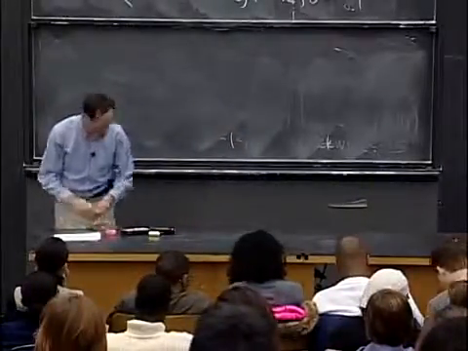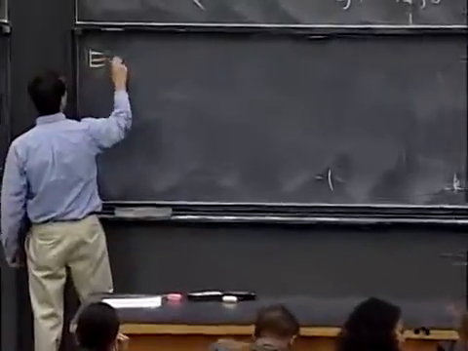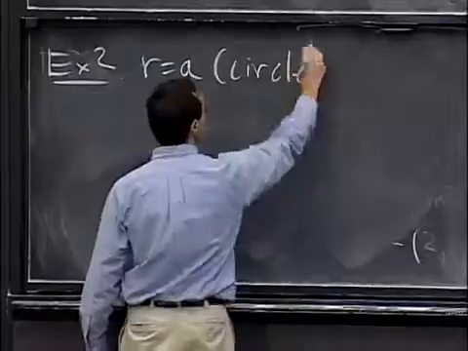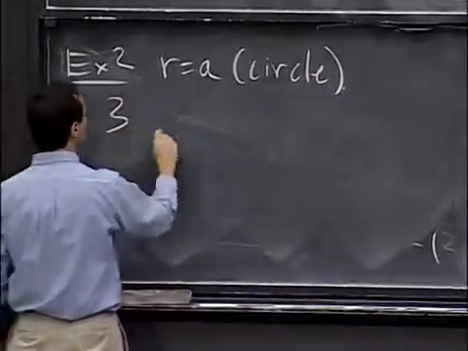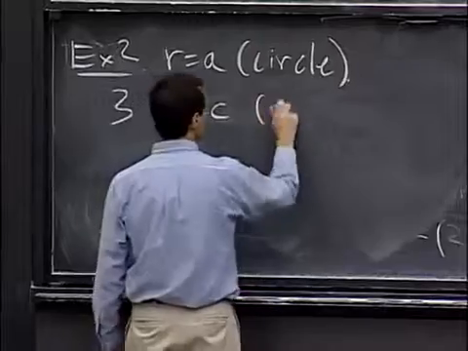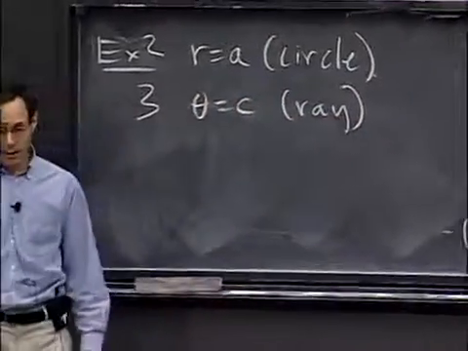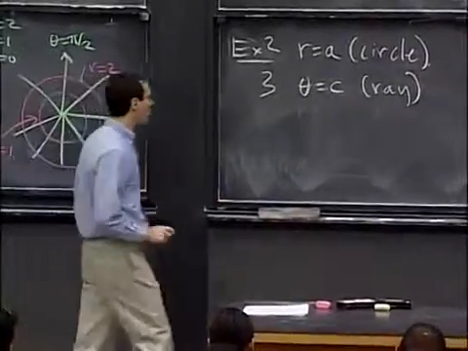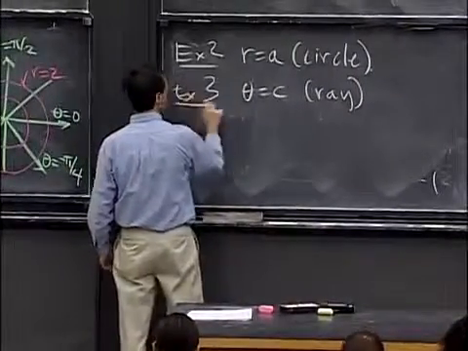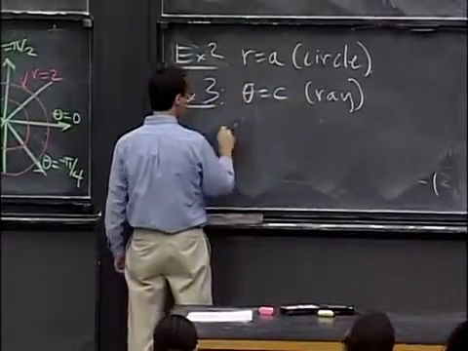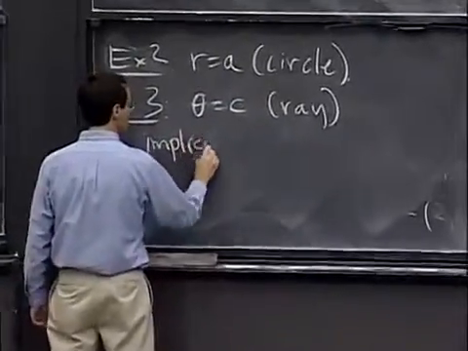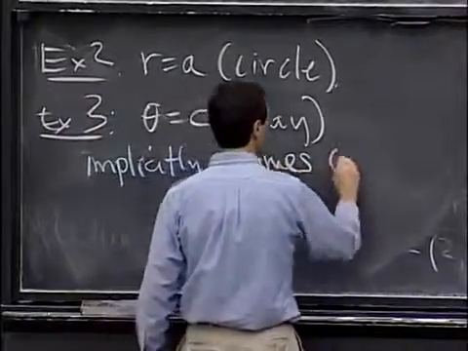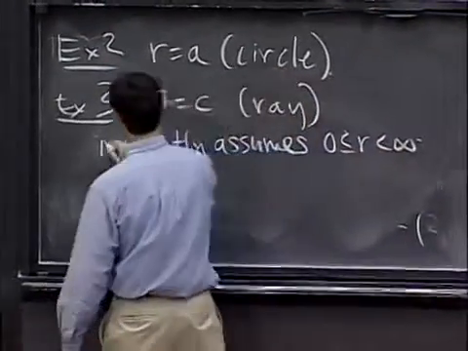Now let's do a little bit more practice here. There are some easy examples, which I will run through very quickly. r equals a, we already know this is a circle. And theta equals a constant is a ray. However, this involves an implicit assumption, which I want to point out to you. So this is example 3. Theta is equal to a constant is a ray. But this implicitly assumes zero is less than or equal to r is less than infinity.